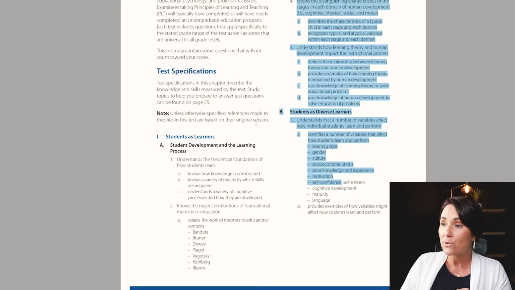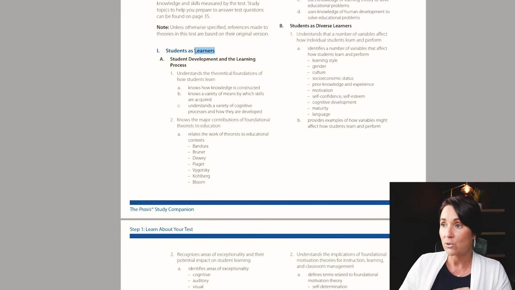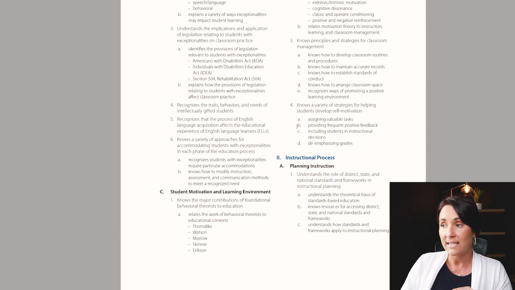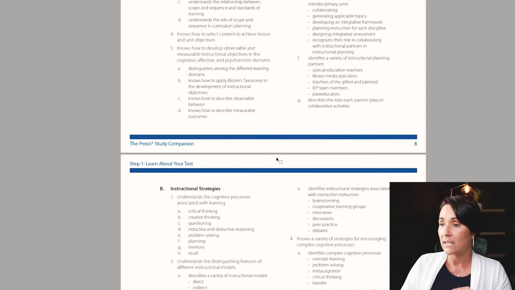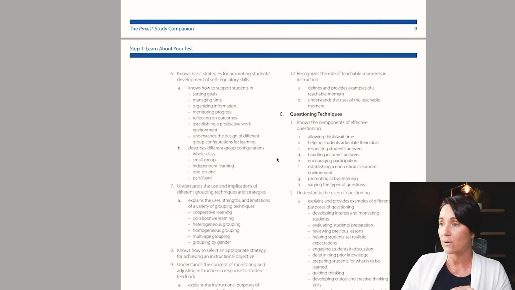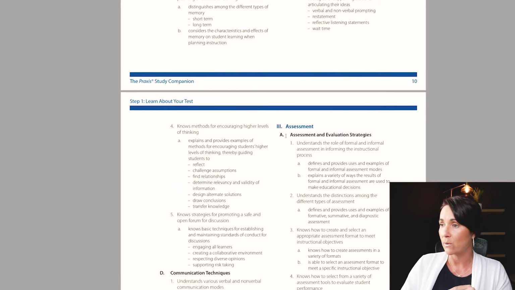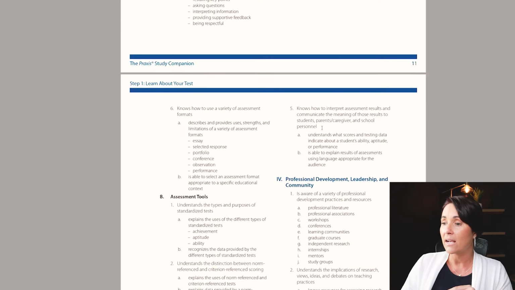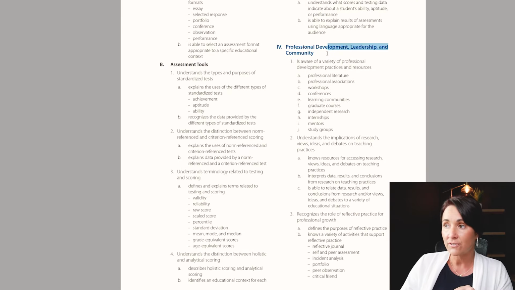So as we move through the specifications, we can see students as learners here. We can see instructional process here, content category 2. Then we can see, scroll down a little bit more. Where's content category 3? That was a big one. Assessment. And then content category 4, professional development, leadership, and community. These are all identical across all 4 levels of the PLT. So it doesn't matter what test you're taking, this part of the document is going to be the same.